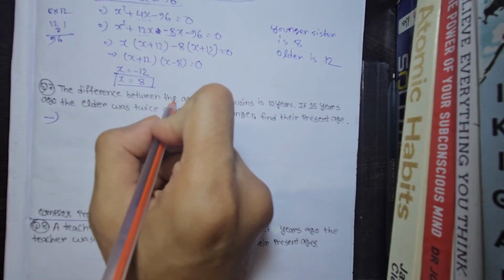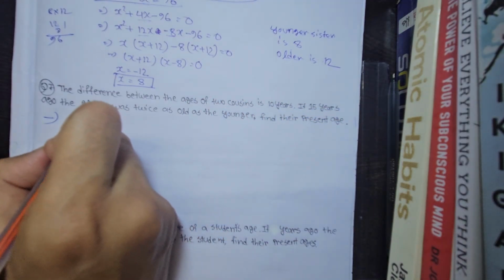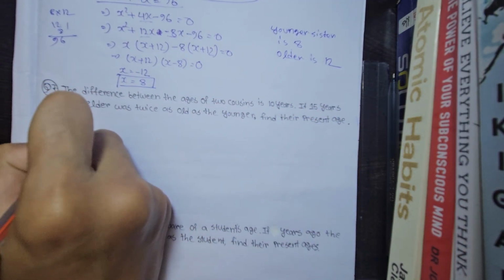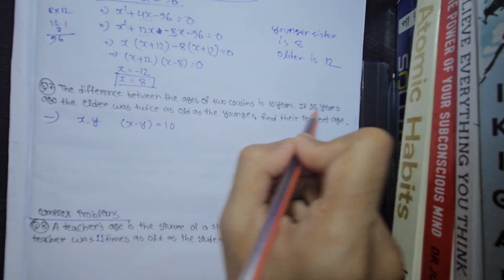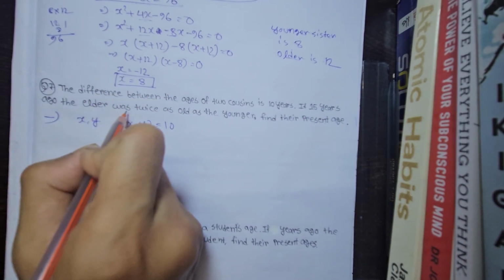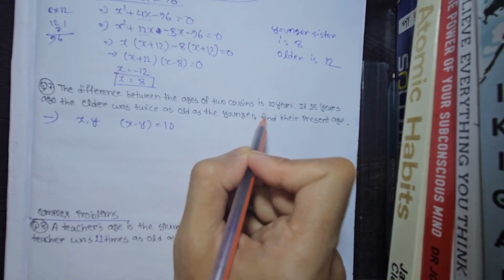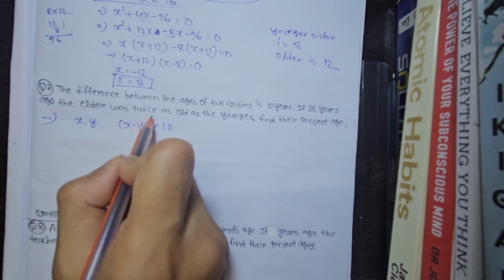So let's do that. The difference between the ages of two cousins is 10 years. Let the cousins be x and y. So we can write x minus y equals to 10. If 15 years ago the elder was twice as old as the younger, find their present age.